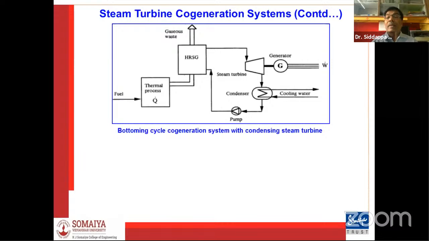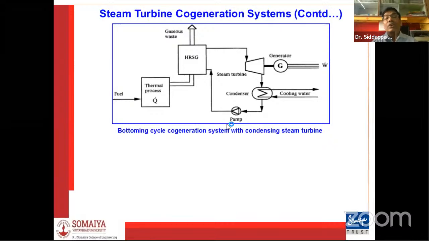Then they can become one of the media for working as vapor power cycle working media. Then that vapor will expand in the turbine, and power will be produced. Then later on that exhaust will be used for different applications. This is called a bottoming cycle cogeneration system, because initially my main objective is to use the heat for thermal applications, and then the waste heat will be used for power generation. Sometimes this may also be called a combined heating and power system.